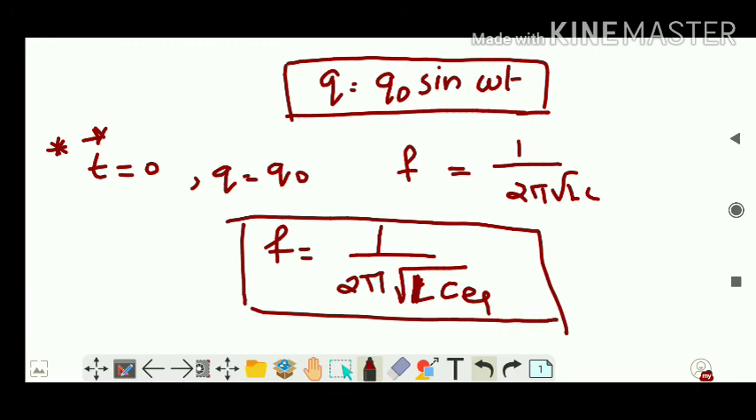right? If you are having a circuit with multiple capacitors, you are not supposed to find frequency for an individual capacitor. You are supposed to take the equivalent capacitor and just substitute it in this equation. Clear? Easy, right? Now let's move on.